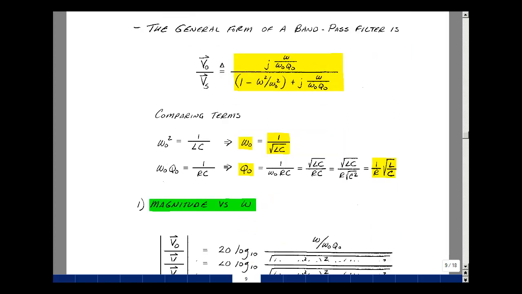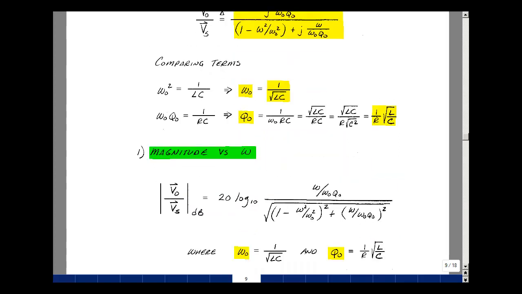I want to sketch the magnitude and angle versus frequency. Let's take a look at the magnitude. The magnitude of the numerator is the square root of the real part squared plus the imaginary part squared, but the real part is 0, so it's just going to be this term that's right over here. Our denominator will take the real part squared, take the imaginary part squared, and then square root it. For the specific circuit that we're looking at, omega naught is 1 over square root of LC, and Q naught is 1 over R square root of L over C.